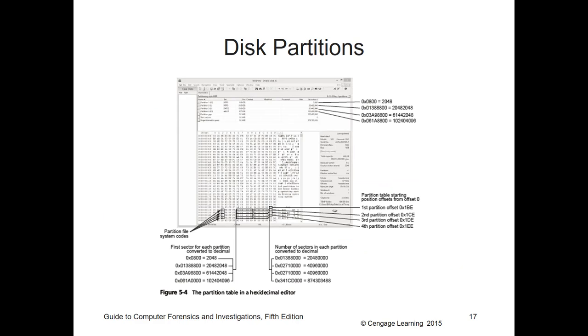So let's go ahead and look at that. So here, if you're looking at a disk partition with a hex editor, you can actually dig in to find the partition file system codes. You can find the partition offsets. 0x1BE again is going to be that first partition. CE, DE, EE for different types of partitions. We're going to look further at this in our lab, so don't stress too much if this is overwhelming, because getting into hexadecimal and looking at an image, that's always the most complex topic. But again, we're going to look at some examples, so don't get too stressed.